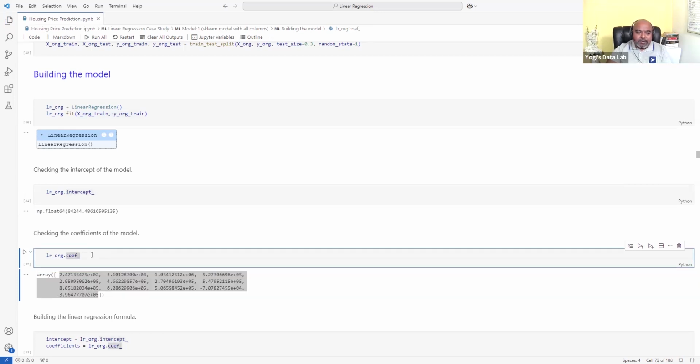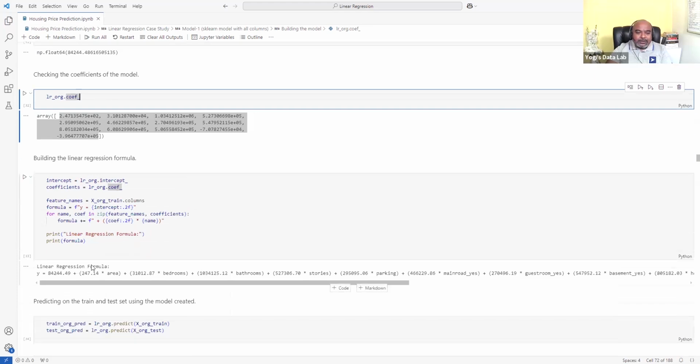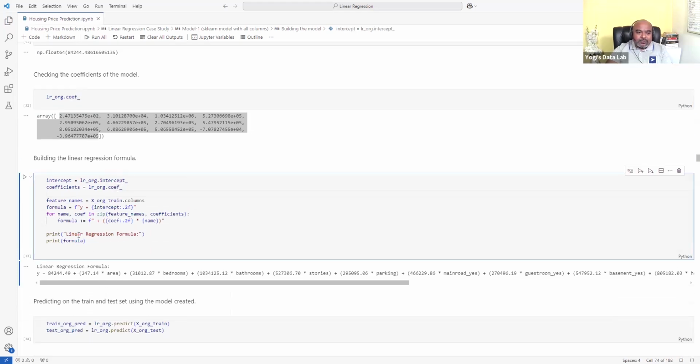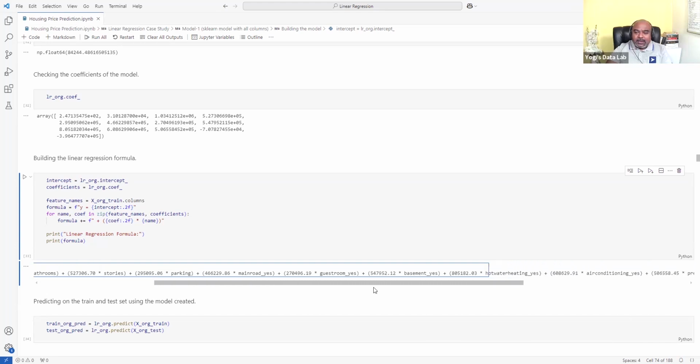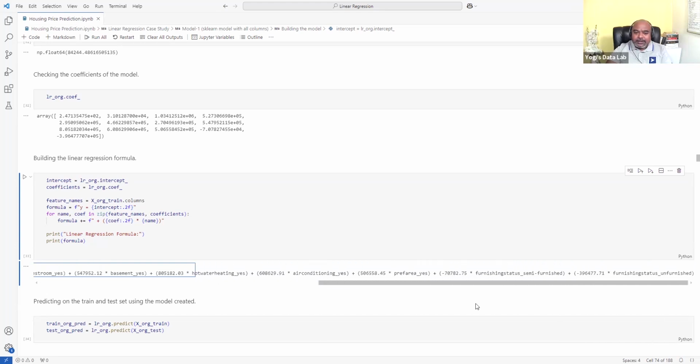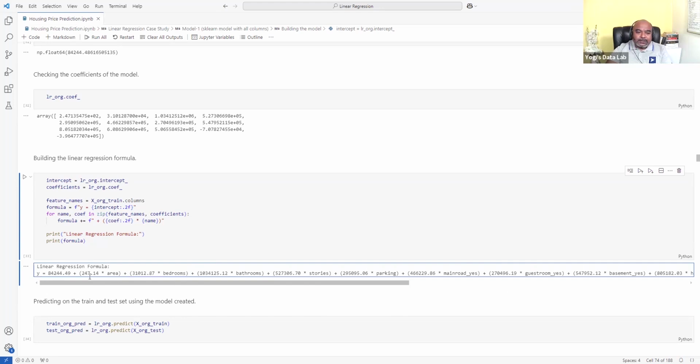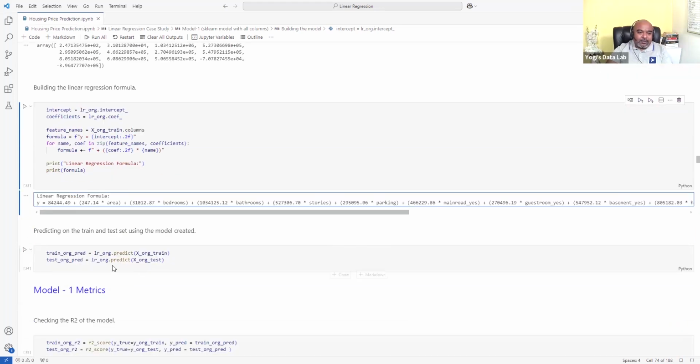So this is what I have got, and I am building the equation of linear regression. This is the code to build the equation, and you can see that my target variable price, which is y, is equal to 84,244.49 plus 247.14 multiplied by area plus 31,012.87 multiplied by bedrooms. And like this is the entire equation that will give you the price. So this is the equation of linear regression, which was formed using Scikit-learn.